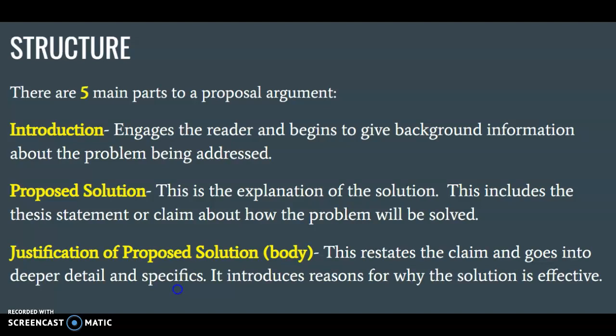Now, regardless of which strategy you use to help you develop your argument, the structure of the argument will always follow this. It will always begin with an introduction that engages the reader and begins to give background information about the problem being addressed. So you have to inform your audience exactly what the problem is. This will also give the problem presence by showing who is affected and what is at stake.